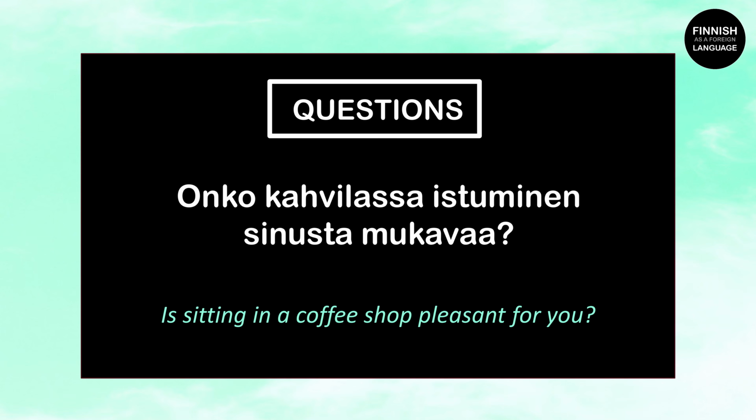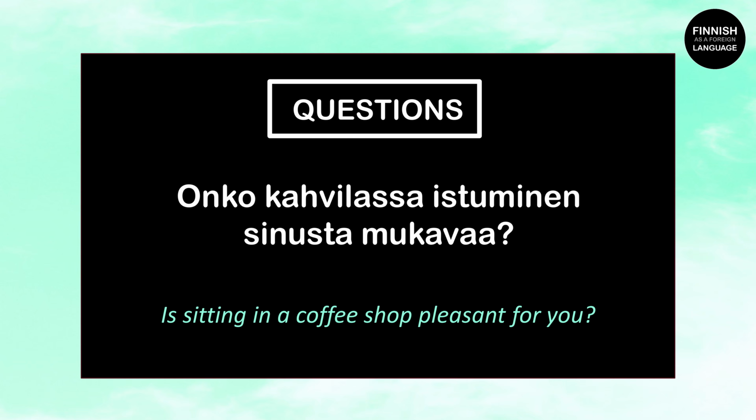So onko means is. The ko here is a question marker. Kahvilassa is the inessive case of kahvila, meaning coffee shop. Istuminen is the nominalized verb of istua, which means to sit, and sinusta here means to your opinion. Then we also have mukava, which means pleasant, standing here in the partitive case. So let's repeat. Onko kahvilassa istuminen sinusta mukavaa? Meaning, is sitting in a coffee shop pleasant for you?